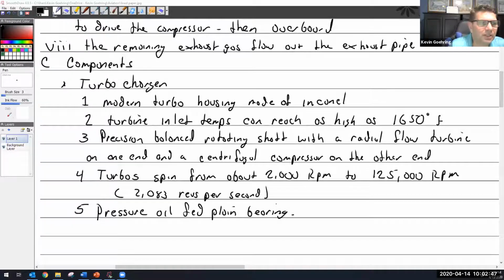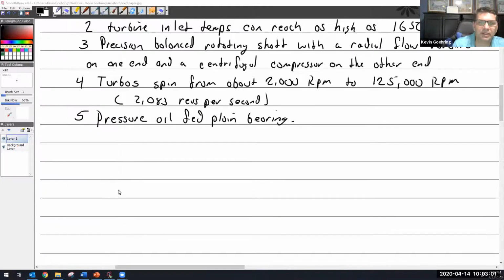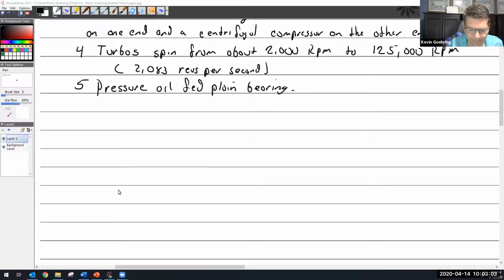Okay, so we left off talking about the actual turbocharger itself, not the whole system, but the actual turbo. So I said it's a pressure oil fed plain bearing in the center of the turbocharger. And we've talked a lot about the oil there; it is very important. So I'll say constant oil pressure is critical.